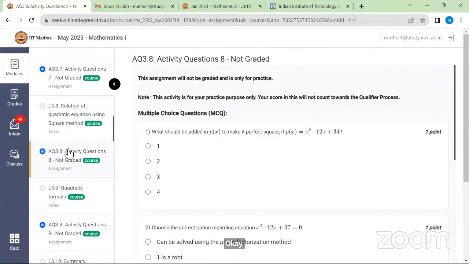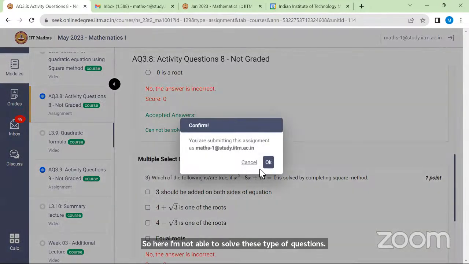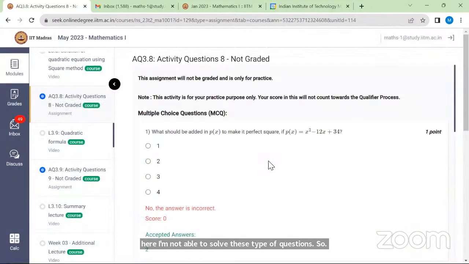Sir, here I'm not able to solve these types of questions. Excuse me, what is this? What should be added? One question in the last one. Can you tell? Should we use the intercept form to find the roots, or should we use the standard form of minus b by 2a? Any method you can calculate.